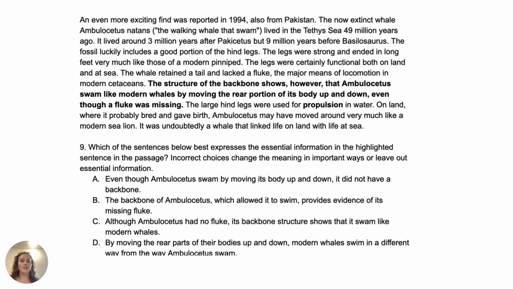Let's read the sentence. The structure of the backbone shows, however, that Ambulocetus swam like modern whales by moving the rear portion of its body up and down, even though a fluke was missing. So a simplification of this could be something like, the backbone shows that it swam like modern whales, even though it doesn't have a fluke. So let's go through one answer at a time for this one. Choice A. Is it right or wrong?